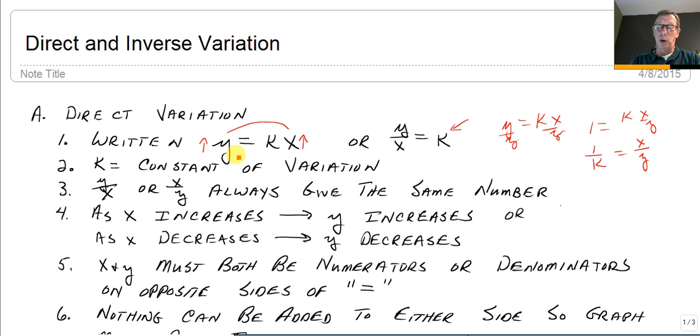And one way that you can tell, if you would have some particular problem, say that I would have x over y is equal to 10. If I can get the y and the x on opposite sides, like this, I can see that they're both numerators, and therefore it has to be direct variation. So in direct variation, once again, the y and the x, when they're on opposite sides of the equal sign, are both going to be numerators, or they're both going to be denominators.